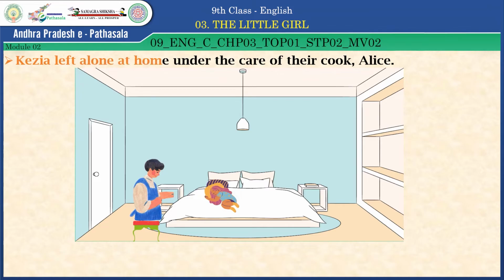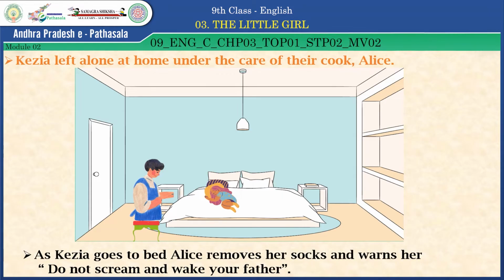Kezia is left alone at home under the care of their cook, Elise. As Kezia goes to bed, Elise removes her socks and warms her feet. Do not scream and wake your father.